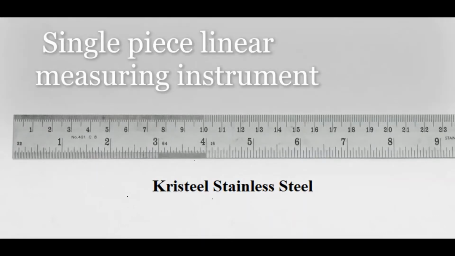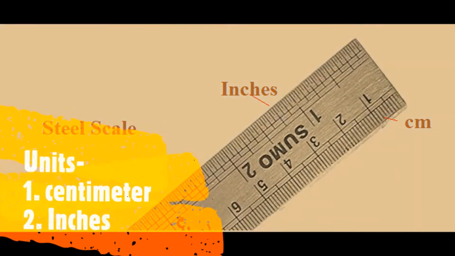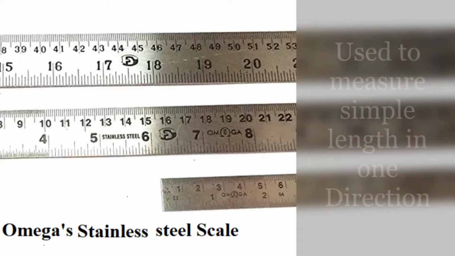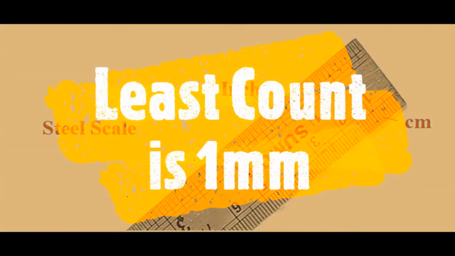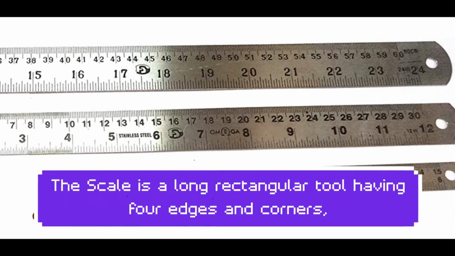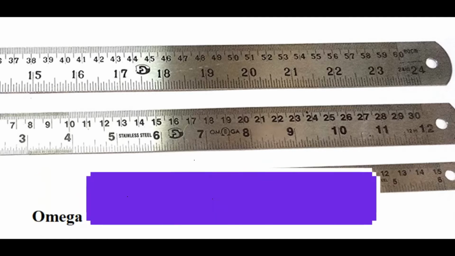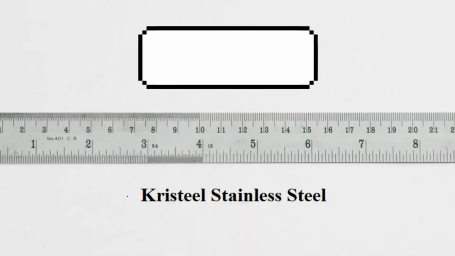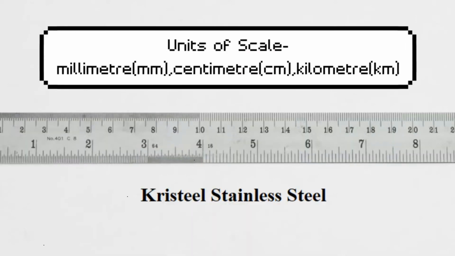Steel scale is a single-piece linear measuring instrument that indicates two units, centimeters and inches. Steel scale is used to measure simple length in one dimension. Usually, the least count of a steel scale is 1 millimeter. It is applied in easy comparison where less precision is required. When linear measurements of length are to be made, scales are used. The scale is a long rectangular tool having 4 edges and corners that gives accurate measurement over a surface in one dimension. Scales measure lengths in SI units, millimeter, centimeter, kilometer.